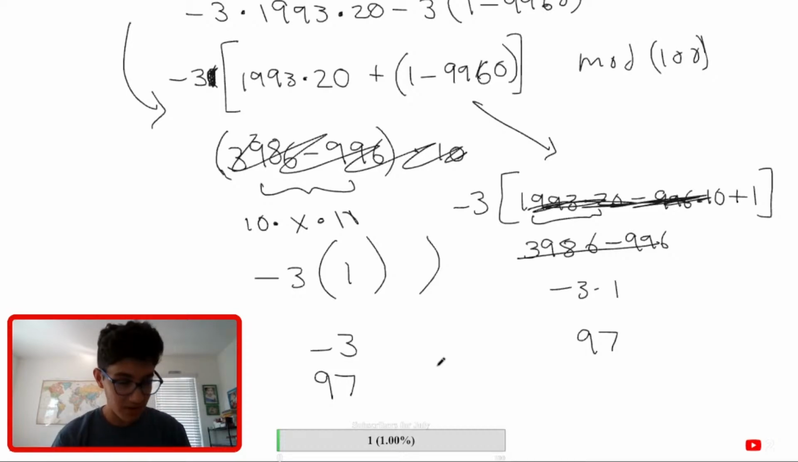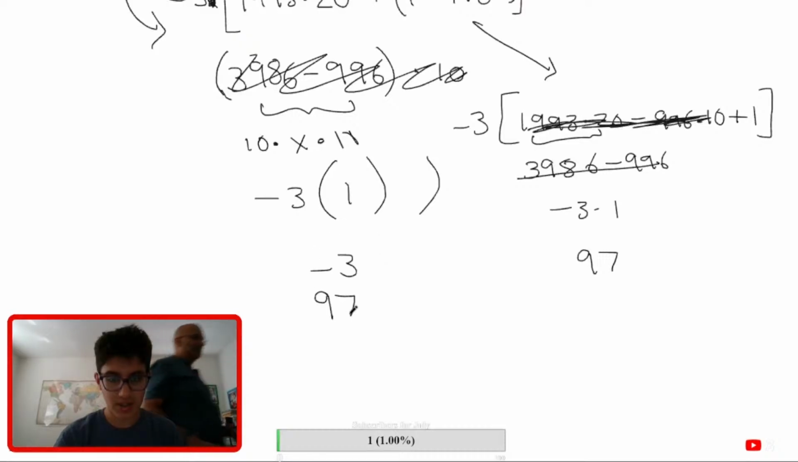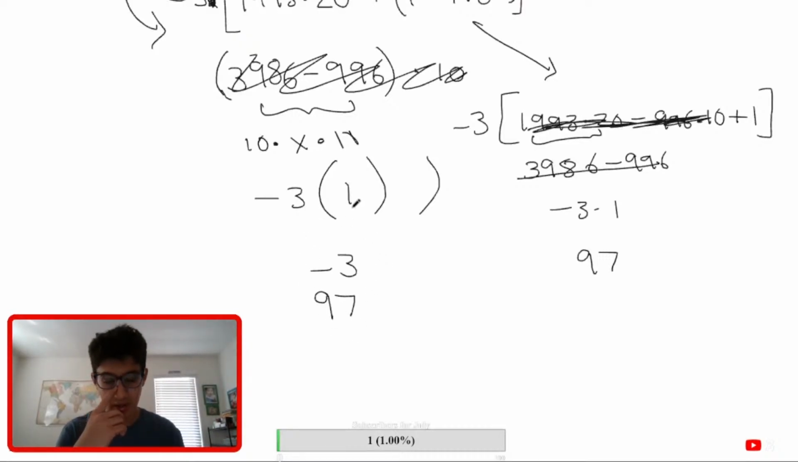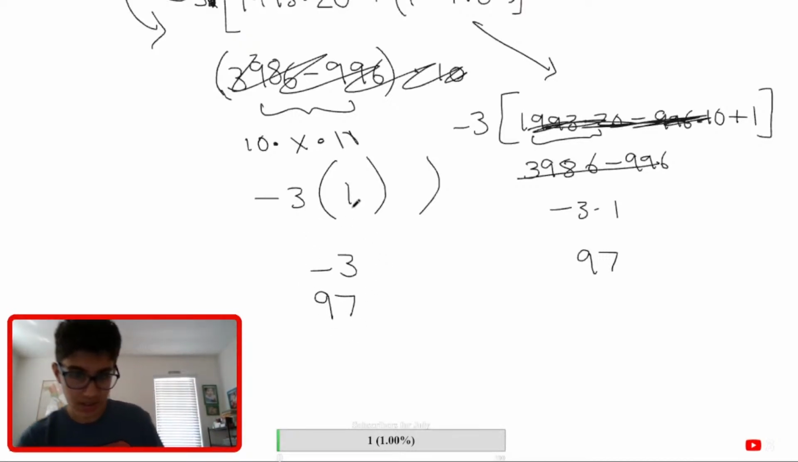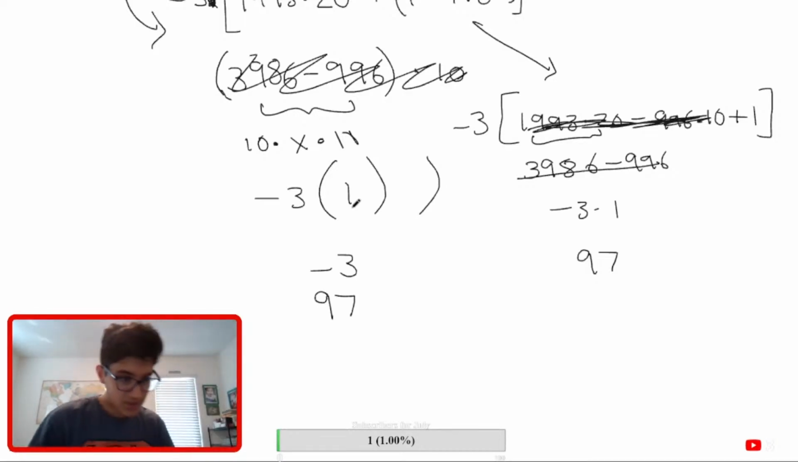Okay. Yeah, so it should be 97, but if that's wrong, then I'm in the tens digit. I think it's possible that it's just like a sign error and it was plus 3 instead, because that seems the most likely. I think that seems the most likely right now, and I don't want to take too much time on this.